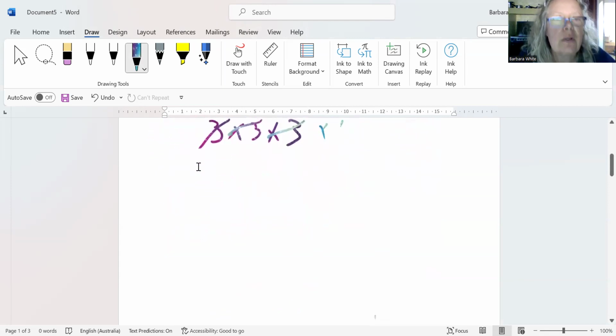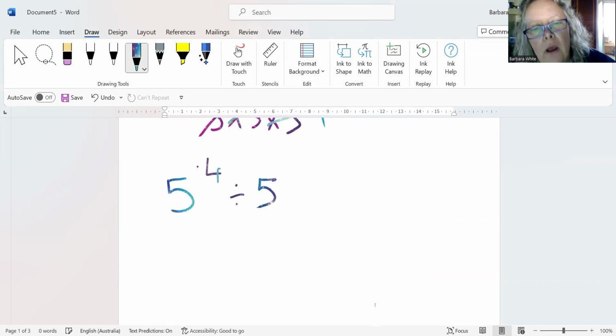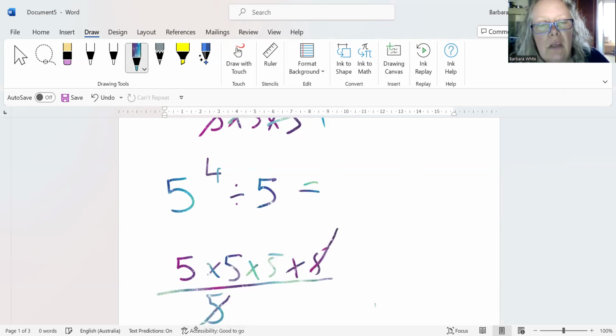Okay, let's do another one. 5 to the power of 4 divided by 5, which we know is 5 to the power of 1. Right, so let's start by writing it out the long way. 5 times 5 times 5 times 5 divided by 5. Let's cross off something at the top and the same thing on the bottom. We're left with 5 to the power of 3.